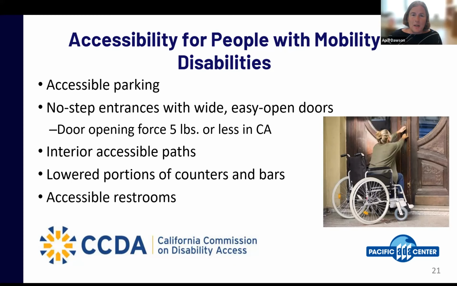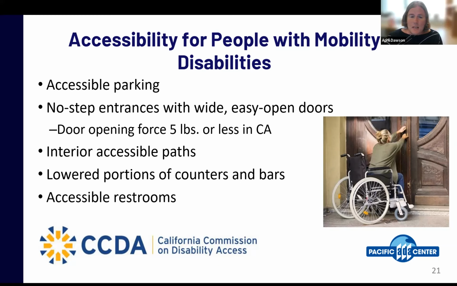It's really important when you're thinking about accessibility for people with mobility disabilities that you think about things like accessible parking, no step entrances with wide, easy open doors, and also try to think about the opening force of the door. Imagine if, as this picture illustrates to the right, somebody who is sitting lower to the ground and who may not have use of their limbs or have limited use of their limbs trying to grab a really heavy door and swing their wheelchair through it. It's important to note that door opening force needs to be 5 pounds or less in California.